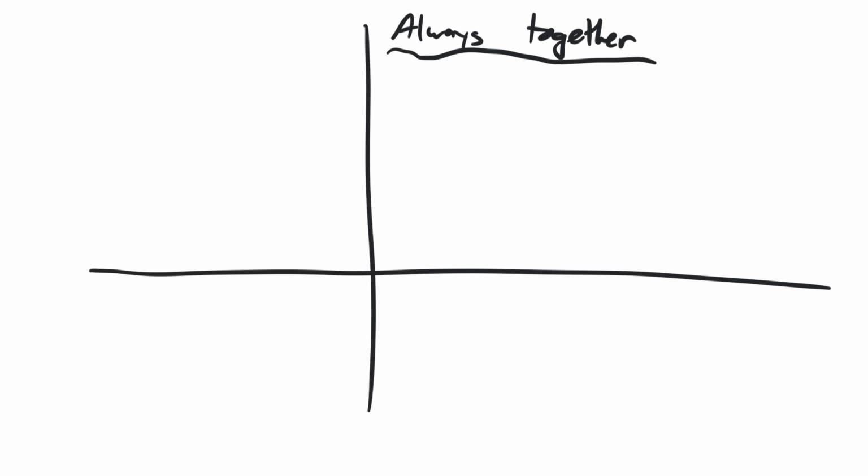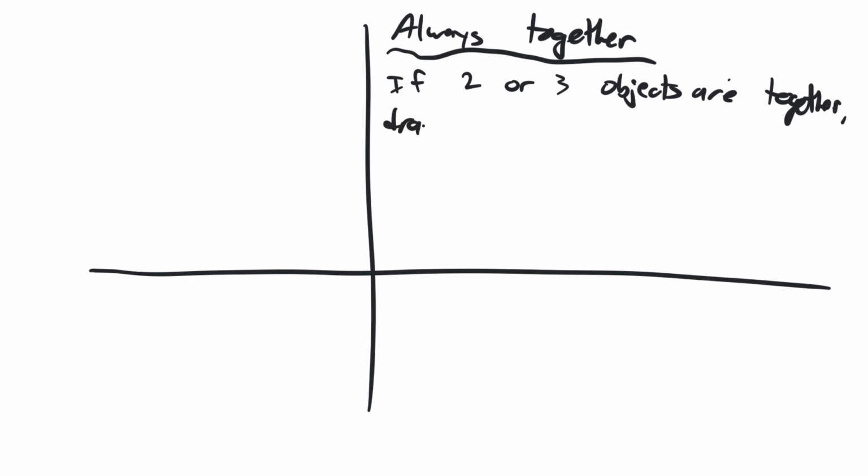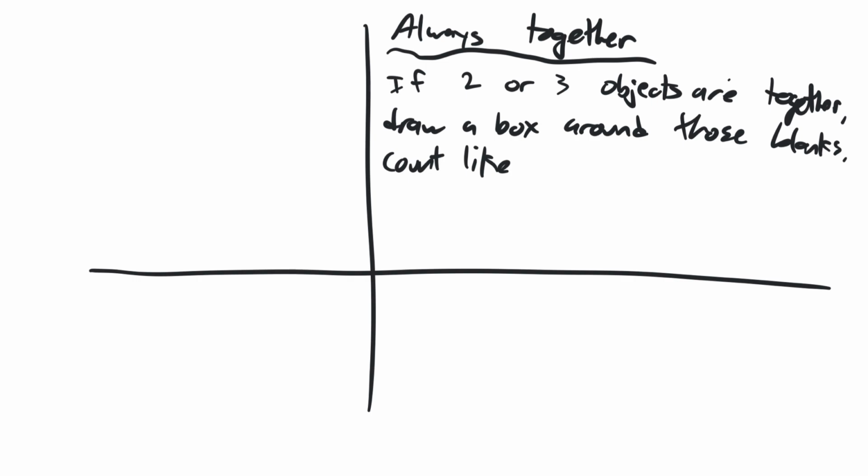So the idea here is, if let's say 2 or 3 objects are together, draw a box around those blanks, and then count like normal. So it's really the same as the blank method, just with this extra step of drawing a box around the objects that need to be grouped together, or the blanks that need to be grouped together.